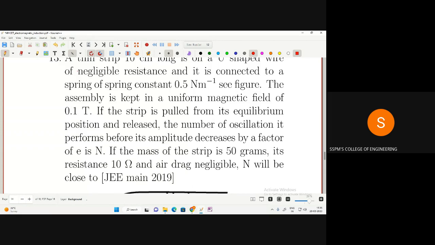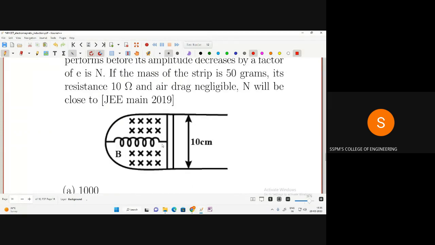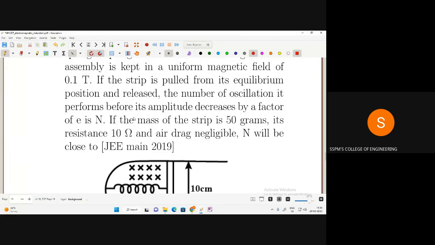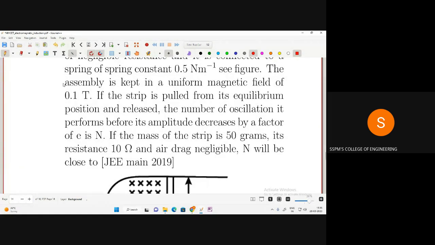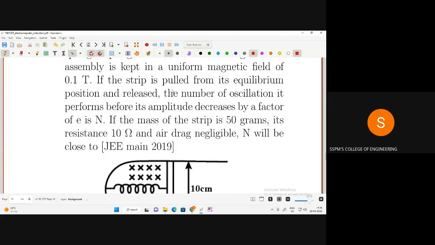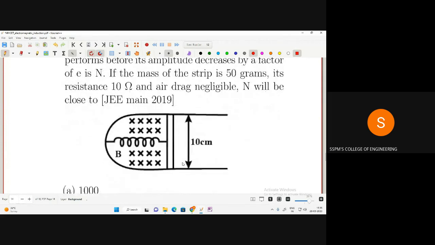सीन फिगर, आता हे बघा एक वायर दिलेला आहे आणि इथं स्प्रिंग कनेक्ट केलेला आहे ऑफ स्प्रिंग कॉन्स्टंट दिलेला आहे. के हे किती आहे बघा 0.5. The assembly is kept in a uniform magnetic field of 0.1. आता हे युनिफॉर्म मॅग्नेटिक फील्ड गिवन B, it is normal to the screen. हे क्रॉस दाखवले म्हणजे इनवर्ड नॉर्मल आहे, गोइंग इन टू द स्क्रीन आहे. हे B दिलेलं आहे.